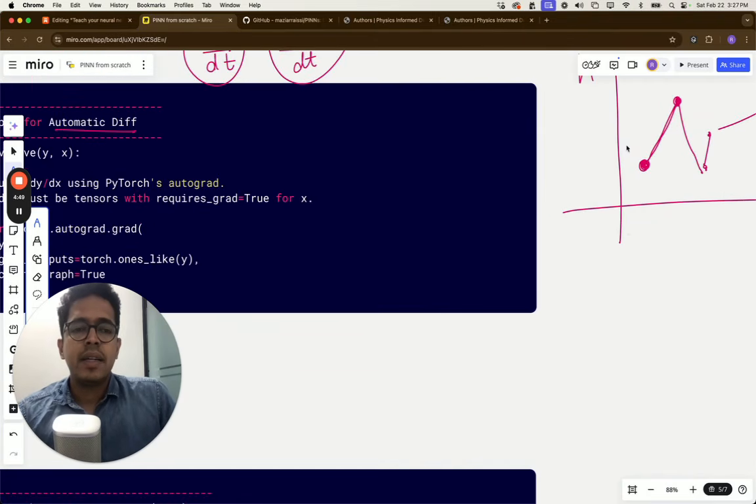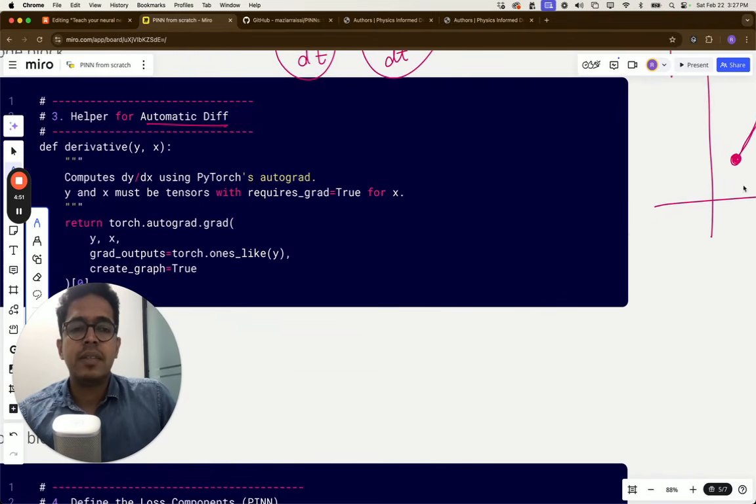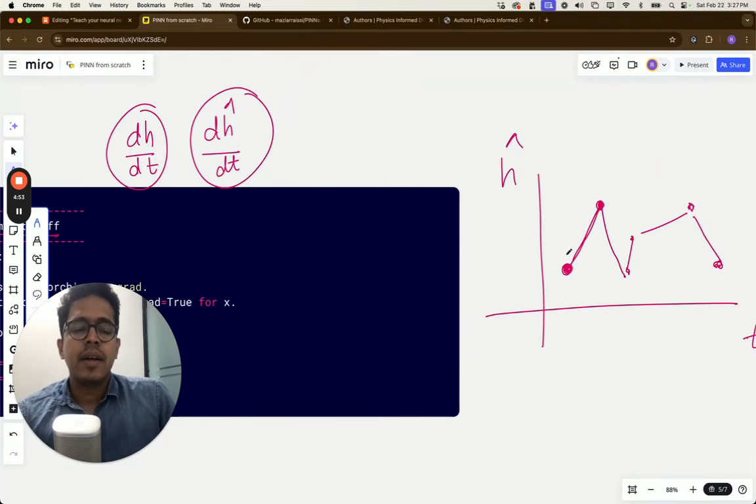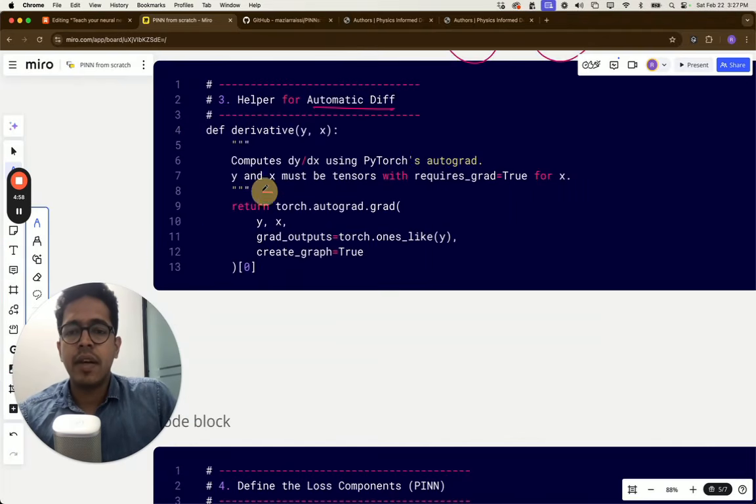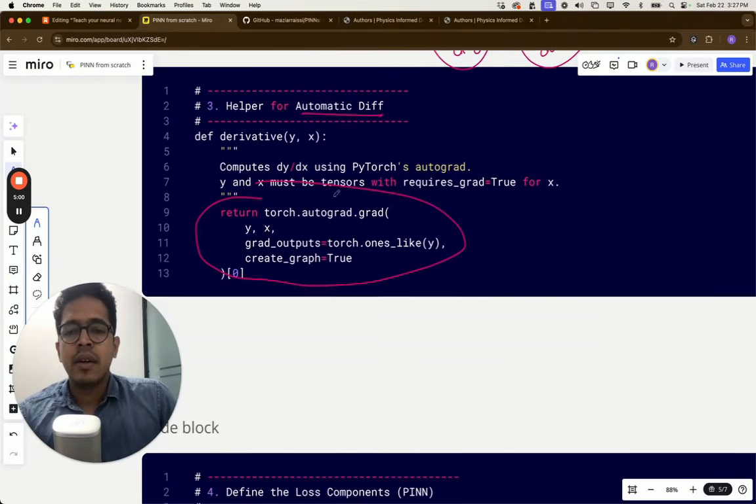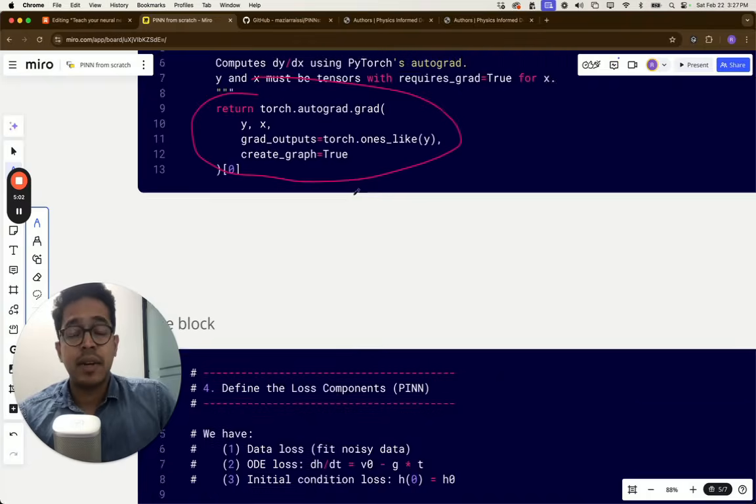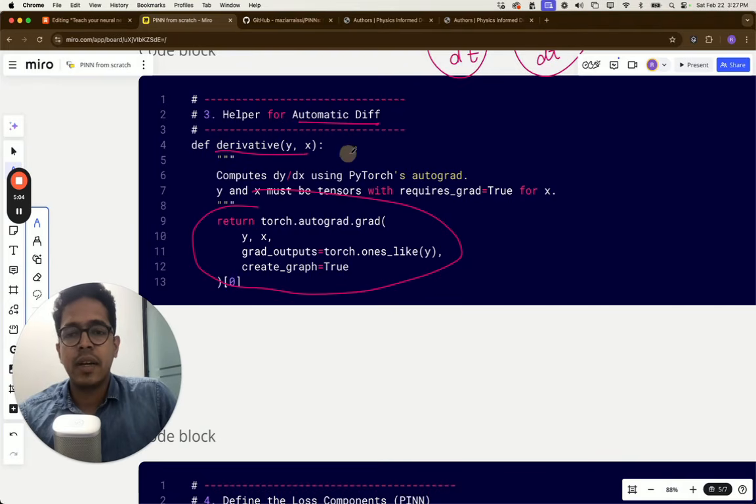And the automatic differentiation function makes this whole process of calculating dh by dt at any given point much easier, right? So that is what we are returning here, the outputs of the automatic differentiator, and that is wrapped inside this function called derivative of y comma x.